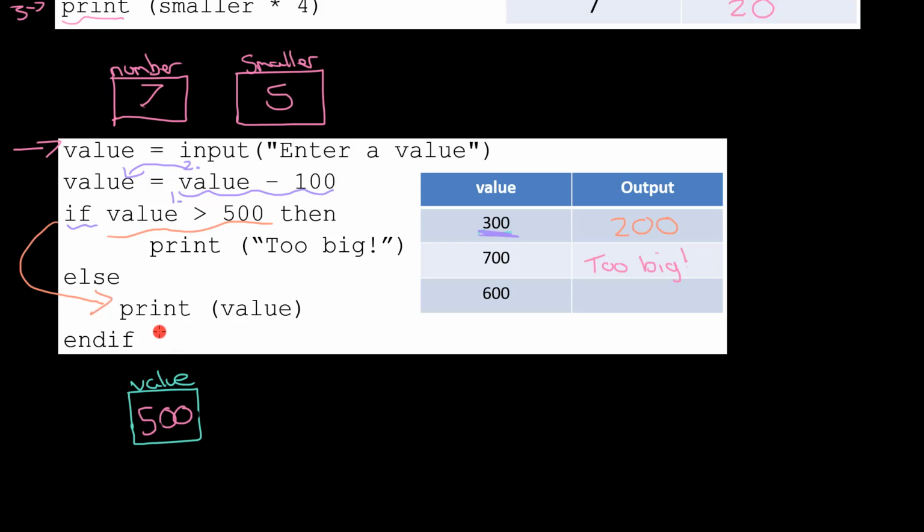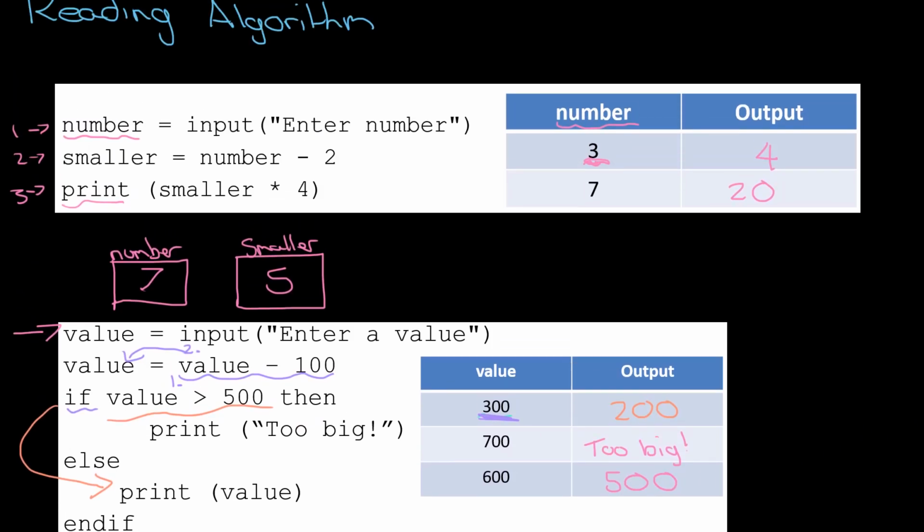We are going to go down to here where it says print value. So what value will we get? Well, it's going to be 500. That's what's going to be output. All right, so that's how you can follow along with sequence and selection sort of algorithms.